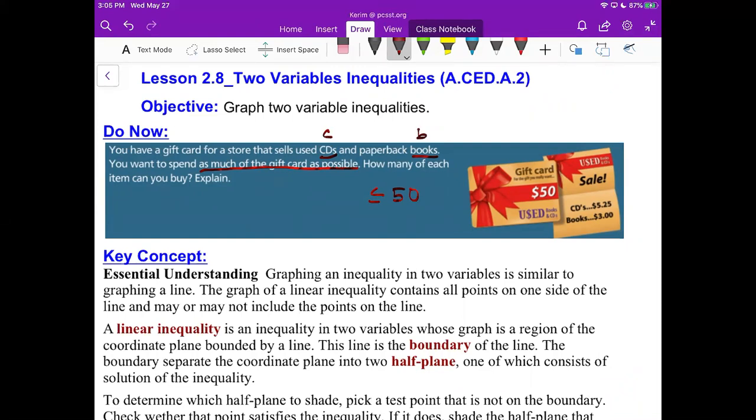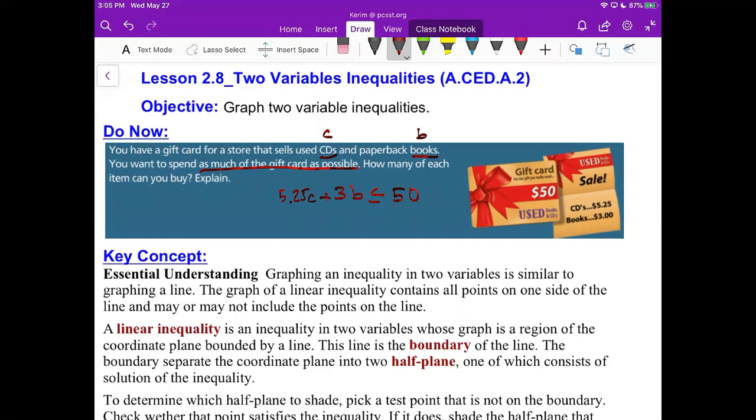So the money that I'm going to spend for CDs is $5.25 times C, because if I multiply the unit price with the number of items that I'm buying, I'm going to get how much money I spent for that item. Plus, I have the second item, which is a book, which is $3, so 3B. So I got my inequality.